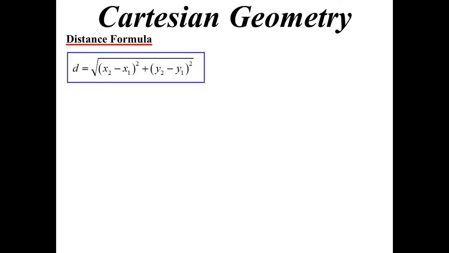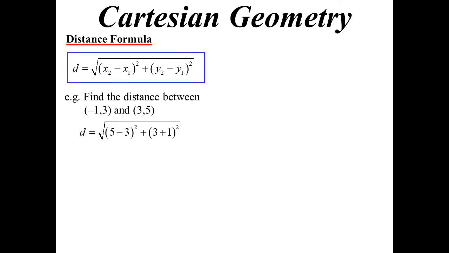The distance formula, basically Pythagoras' theorem. So if we wanted to find the distance, let's just do a simple example here, between -1,3 and 3,5. Sub into our formula. Look, you don't have to write the formula down as your first step, but it is important that you show the actual substitution. The 5 minus 3 squared plus 3 plus 1 squared. We end up with root 20, which is 2 root 5.